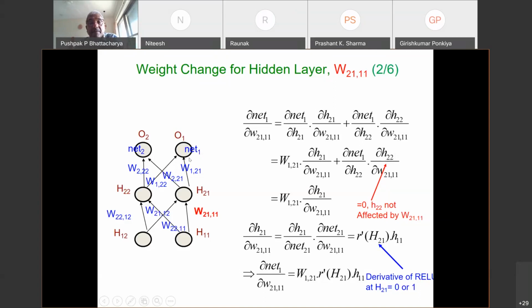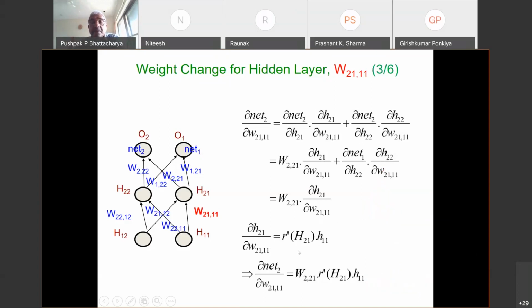The weight coming back, the weight connecting the output layer neuron to the neuron of interest, and this weight also going from O2 to the neuron of interest. Proceeding this way, we also get delta net 2 by delta W211, that is, this net 2 and this weight value. We get again the backpropagating weight multiplied by delta H2 by delta W211, which is found to be equal to the derivative of the ReLU into the input arriving at the connection.